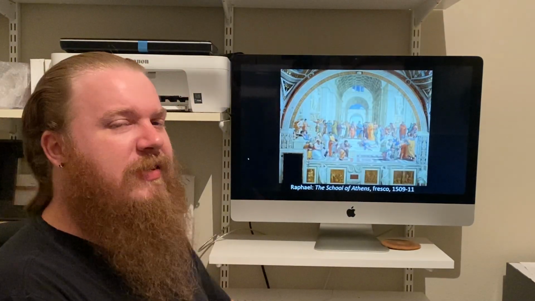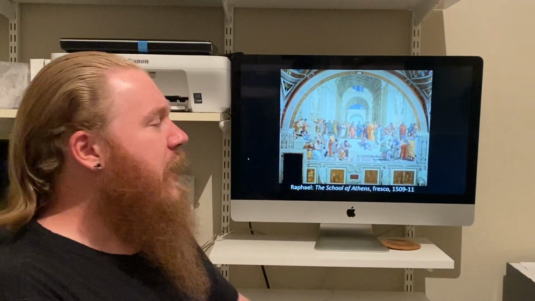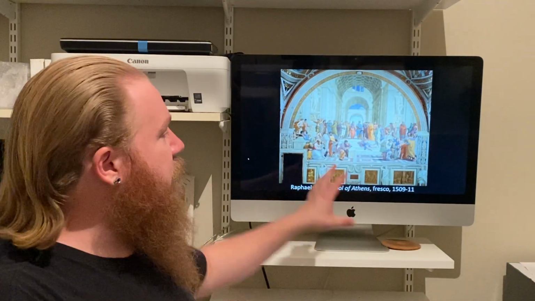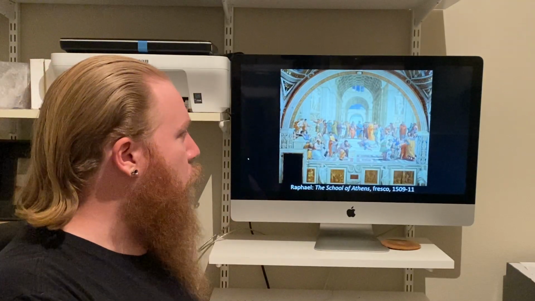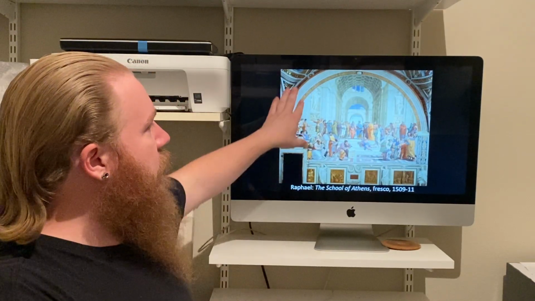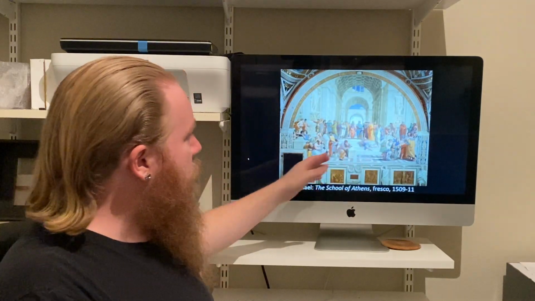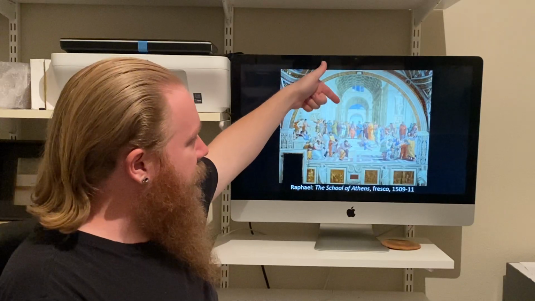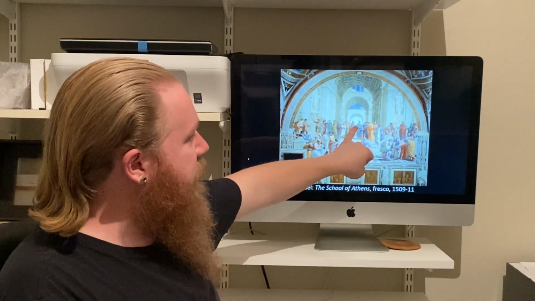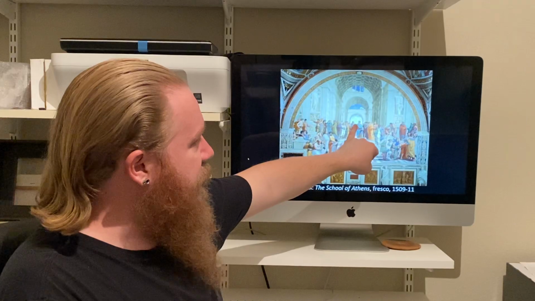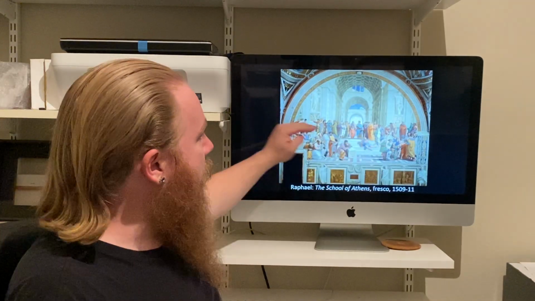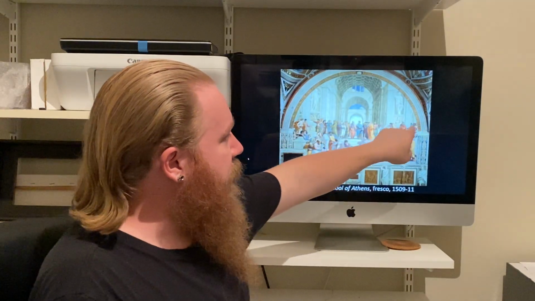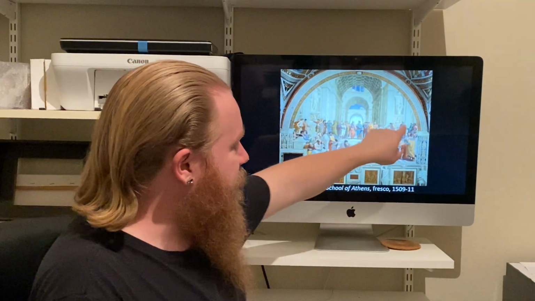However, we can see some nice examples of one-point perspective in artworks such as Raphael's The School of Athens. And we'll talk a little bit more about the subject matter of this particular work later on. But if we look at all of the architectural elements within the painting up here in the semicircle, we can see that they all begin to converge optically at a point basically right here between the heads of Socrates and Aristotle.